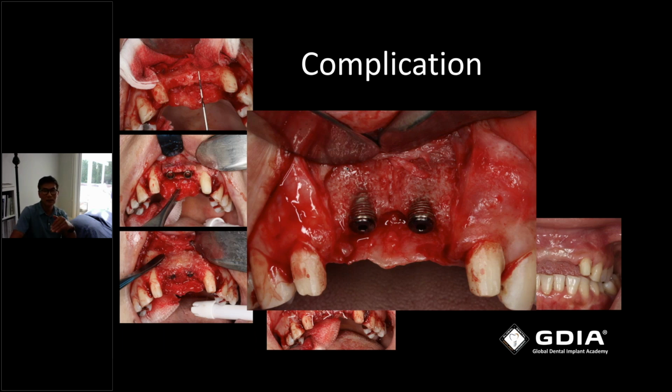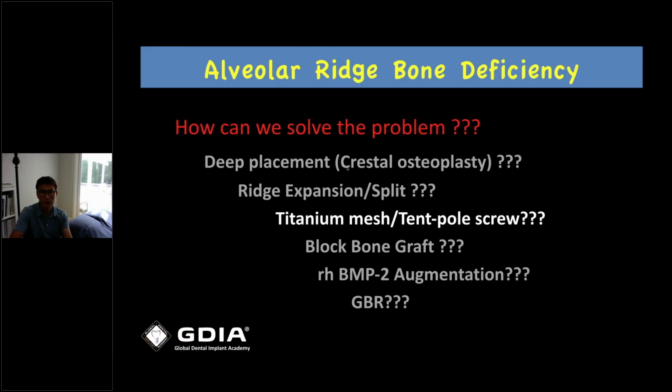Sometimes the upper maxilla bone resorbs very easily, plus it's kind of pushing labially. When you split, the implant is still too facially placed. So I wouldn't really recommend it in the anterior, especially the ridge split on the front side. It's very technique sensitive. How about titanium mesh with tenting pole screws?